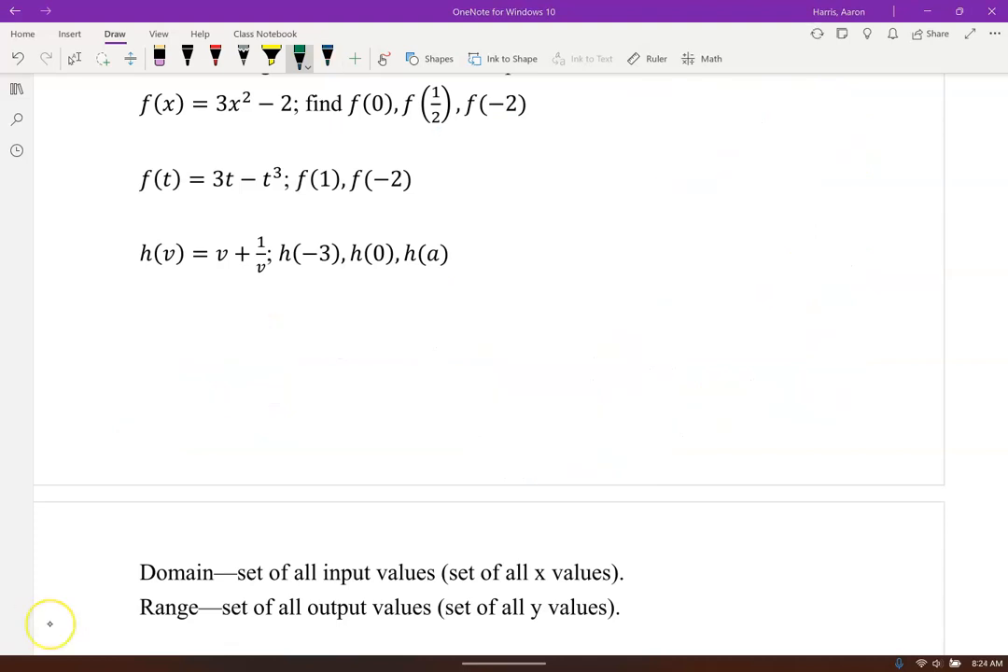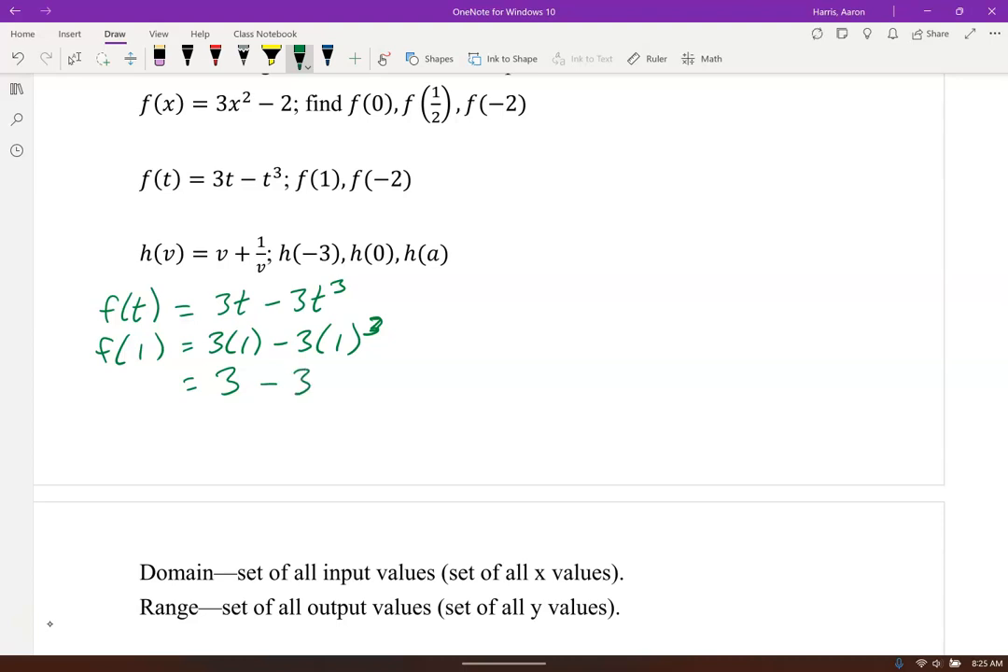Okay. All right, the next one, the second one, we got f of t now. So the input is t. 3t minus t cubed. And I'm finding f of 1. Find the functional value when t is 1. Three times 1 is 3 minus 1 times 1 times 1 is 1. 1 times that 3 in front, 3. So we got 3 minus 3 is 0. So it looks like f of 1 there is 0.